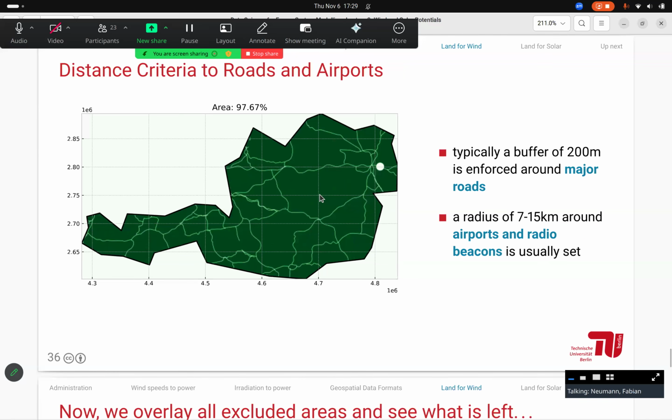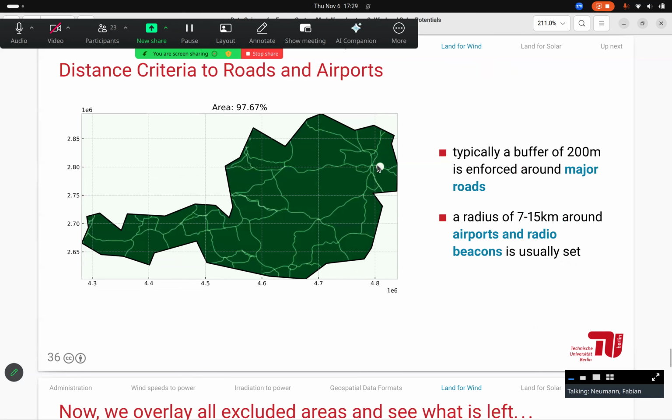Okay, so just a sample of roads and airports. This is of course not all roads in Austria. Just as an example, what you would typically keep around the roads for wind turbines is maybe 200, 300 meters. And for the airports, just because of the radio beacons, you would keep 7 to 15 kilometers around the airports that are not eligible for wind turbines.